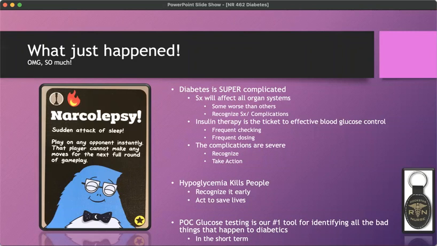POC testing, so glucometer testing, is our #1 tool for identifying all the bad things that happen to patients when they're diabetic. So that is really what we want to make sure they're able to do, is to check their blood sugar, because that's a great piece of evidence to let us know how well they're managing their diabetes.